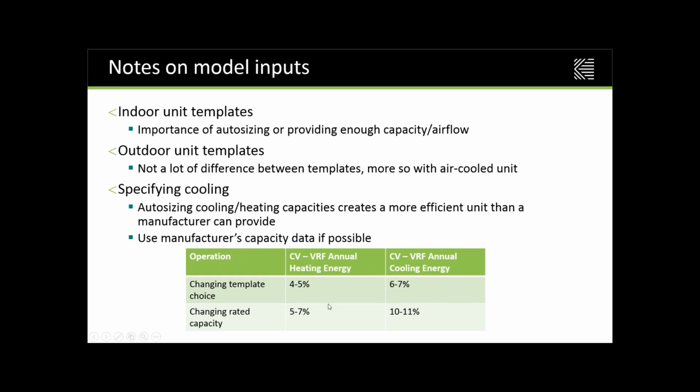This little table at the bottom, I just built. It's not by any means a rigorous statistical study, but basically I'm showing that changing the template choice of our outdoor unit yields a smaller coefficient of variation than changing the rated capacity of our outdoor unit when we're looking at annual heating and cooling energies.